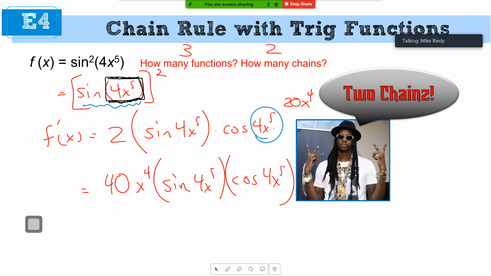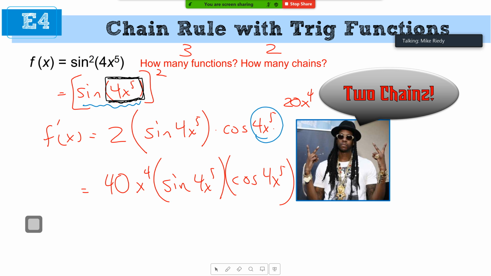Just like when we introduced product rule and quotient rule, this is going to require some practice. The biggest thing you need from the practice is being able to recognize how many functions, how many chains. The derivatives are pretty straightforward. By now, none of these functions are difficult to take the derivative of. A squared function, a sine function, 4x to the 5th. No problem. It's getting them in the right order and knowing when to stop.